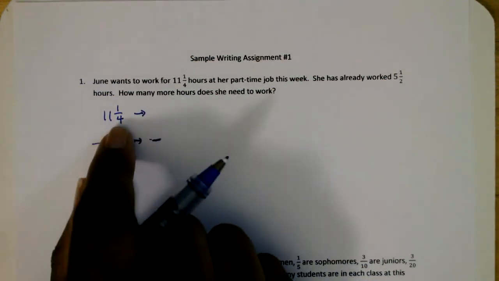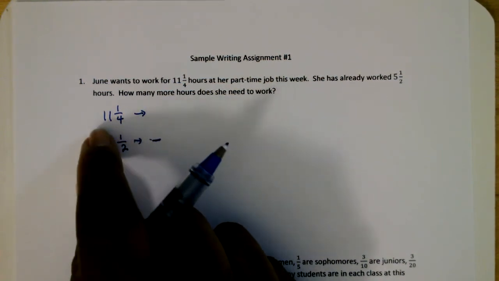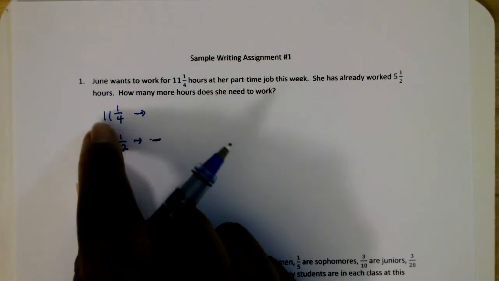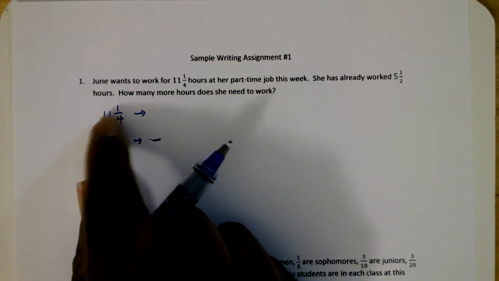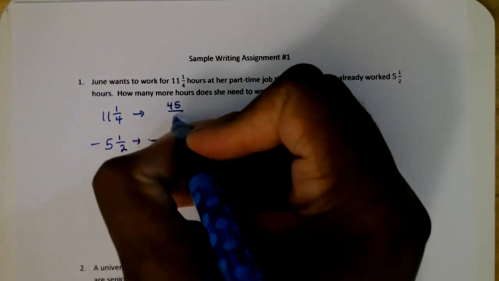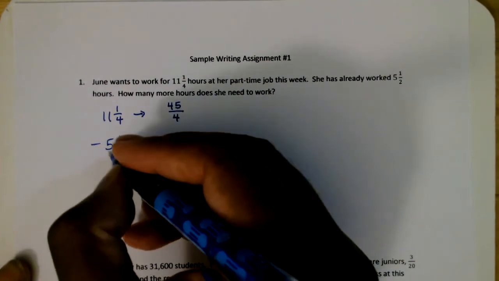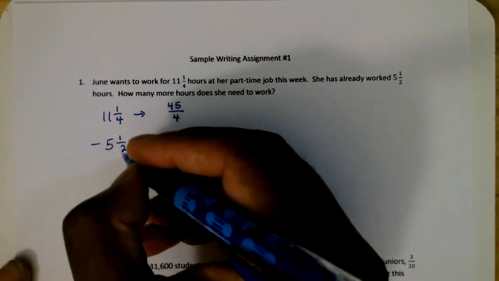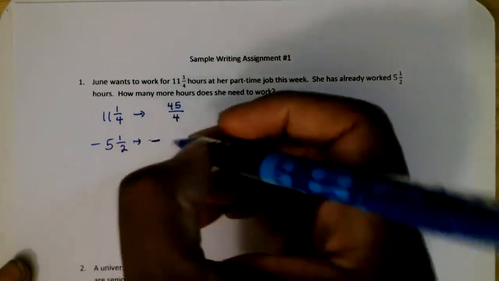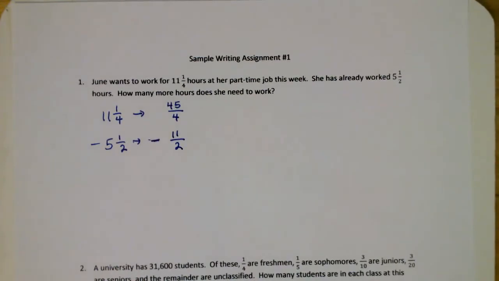So for 11 and 1/4, if I want to convert that to an improper fraction, I'll just take the denominator times the whole number and then add the numerator. So 4 times 11 will be 44. 44 plus 1 will be 45. So this will be 45 over the denominator, which is 4. And the same for 5 and 1/2. Take the denominator, multiply by the whole number, then add the numerator. So 2 times 5 will be 10. 10 plus 1 will be 11 over 2. So I've got 45 over 4 minus 11/2.